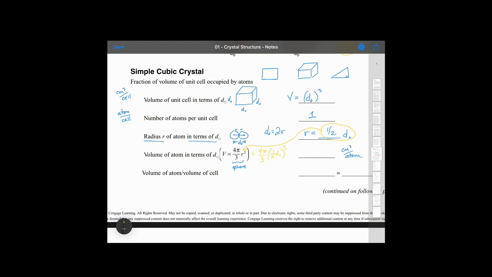So now volume of the atom divided by volume of the cell. Well, we know the volume of the atom because you just figured it out. We know the volume of the cell because you figured it out up here. Divide those two. And what units are we going to get? Volume of the atom divided by volume of the cell. We're going to end up with essentially just a ratio. The units are the same. Volume divided by volume, cubic centimeters on both sides. You're going to get a number.